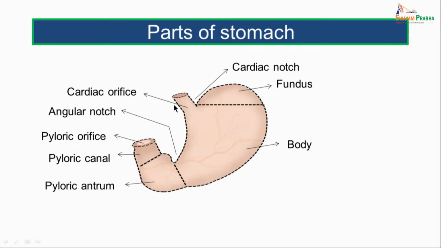Thus, when we talk of the two surfaces of the stomach, we talk of the antero-superior surface and the postero-inferior surface. Moving on to the two borders, the right border or the lesser curvature, whereas the left border or the greater curvature. The greater curvature is about 4 to 5 times more in length as compared to the lesser curvature.